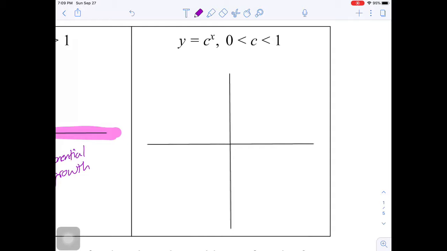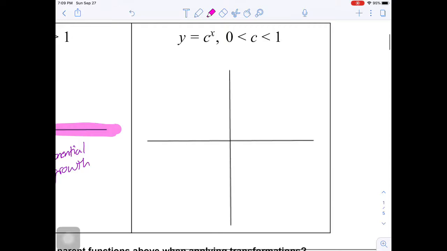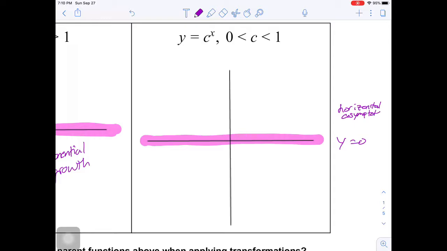Now here we have an exponential decay. It's the same idea and it has the same two characteristics. Those characteristics are that we have a horizontal asymptote at y equals 0. Now, the main difference here is that c is not greater than 1. It's actually between 0 and 1. So it's any number like 0.75. It could be any fraction where the numerator is smaller than the denominator, like 2 over 3 or 5 over 8.